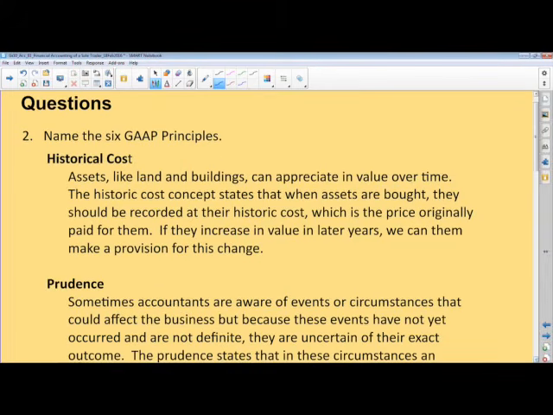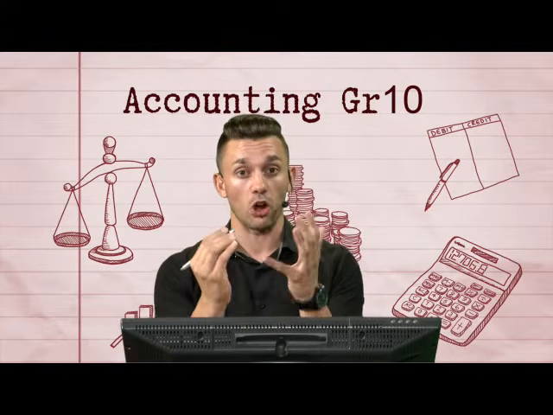The very first one, historical cost. So let's read it quickly. Assets like land and buildings can appreciate in value over time. The historical cost concept states that when assets are bought, they should be recorded at their historical cost, which is the price originally paid for them. If they increase in value in later years, we can then make a provision for this change. But this won't happen in Grade 10, guys. So, again, historical cost.